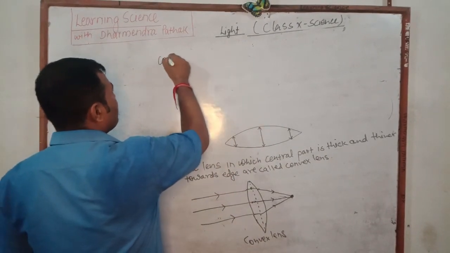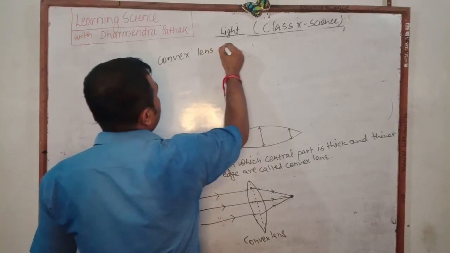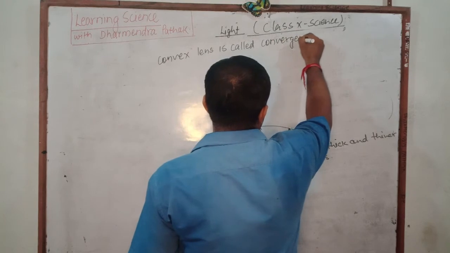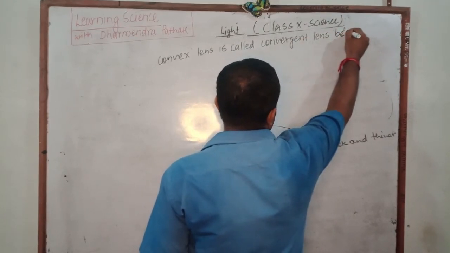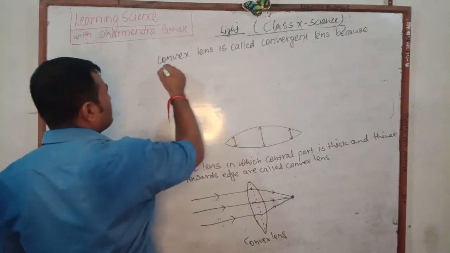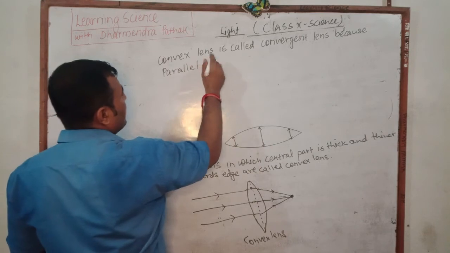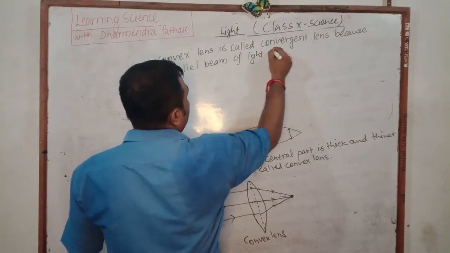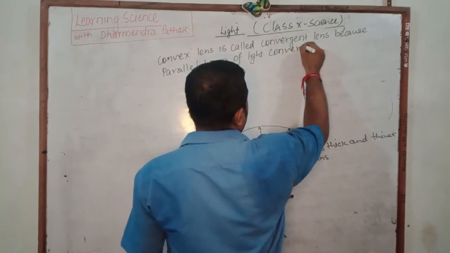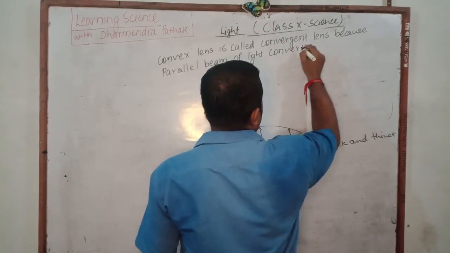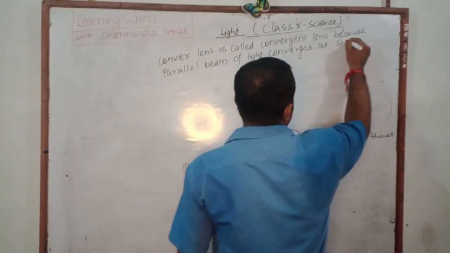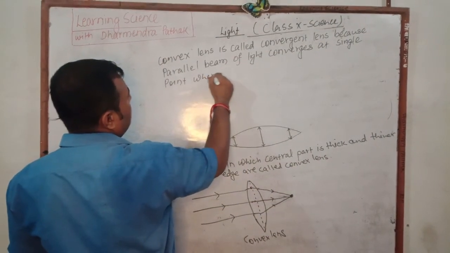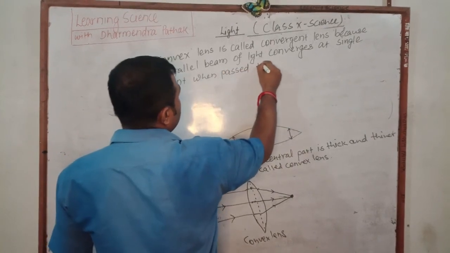And here we write, convex lens is called convergent lens because a parallel beam of light converges at a single point when passed through it.